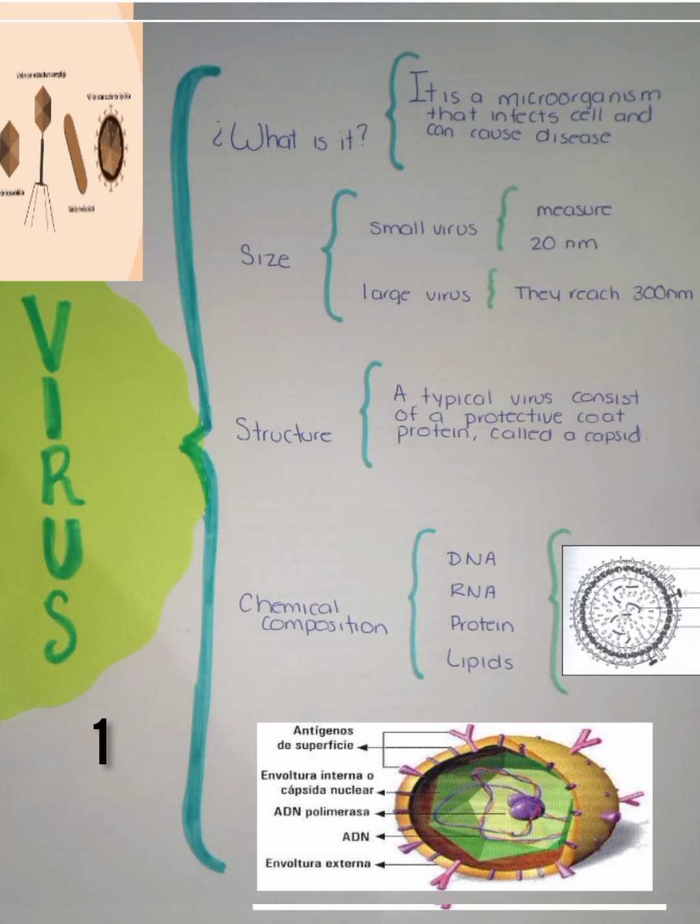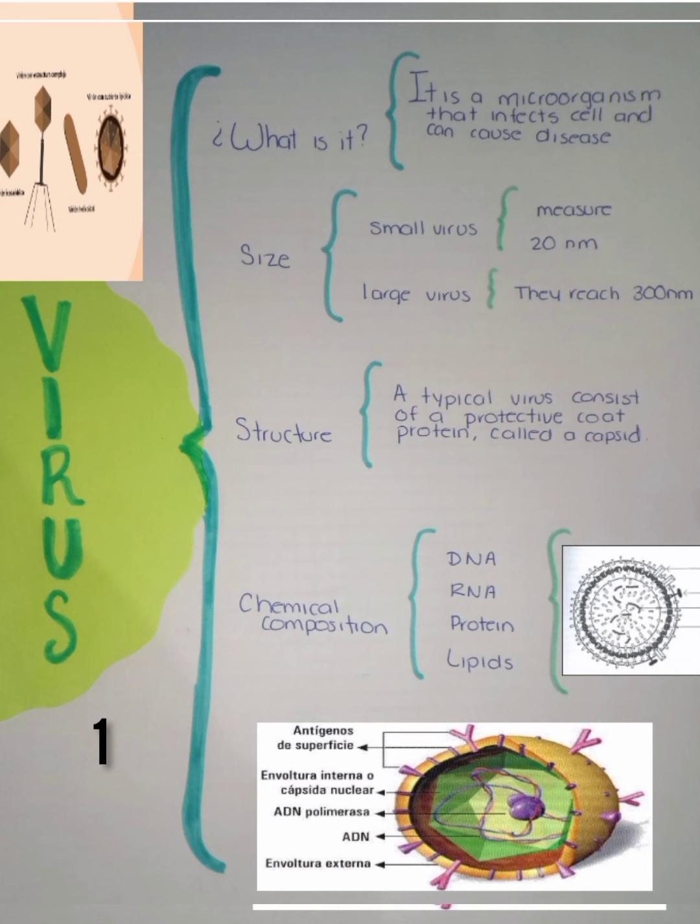Size. There are small viruses which measure 20 nanometers, while there are large viruses which span up to 300 nanometers. The first characteristic that differentiated viruses from other microorganisms was size, given their ability to pass through filters that retain bacteria. Structure. A typical structure consists of a protective protein coat called a capsid.